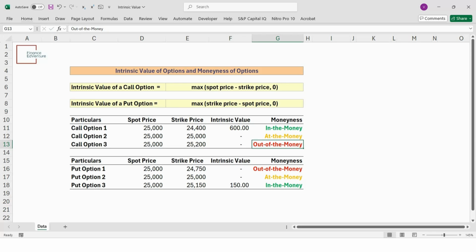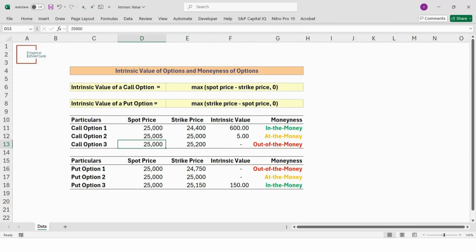Key thing to note: the intrinsic value of both at the money and out of the money option is 0. But that doesn't mean they are same. One option is at a break-even condition. Even if my spot price goes to 25,005, I will still have some intrinsic value here.